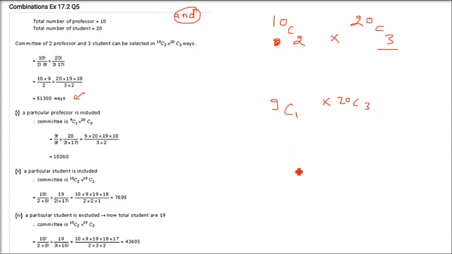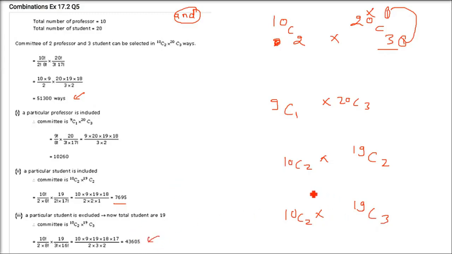Now the second part is a particular student is included. So we'll do the reverse. The 10C2 for professors will not change. But a particular student is always included, so you just have 19 options, and only 2 you can select from 19 because 1 is already selected. So 19C2. And the third option is a particular student is excluded. It doesn't matter for the professors, but for the students a particular student is excluded. So you remove one, only 19 are there, so 19C3.